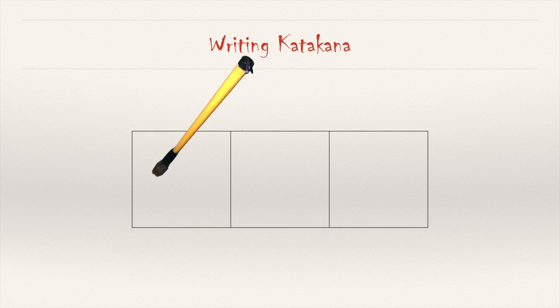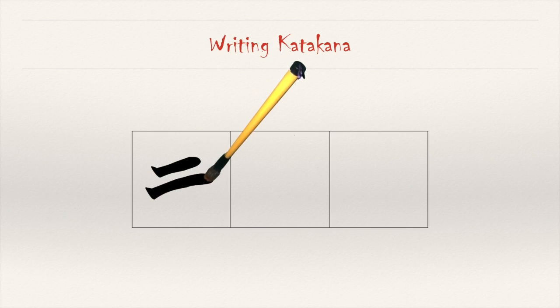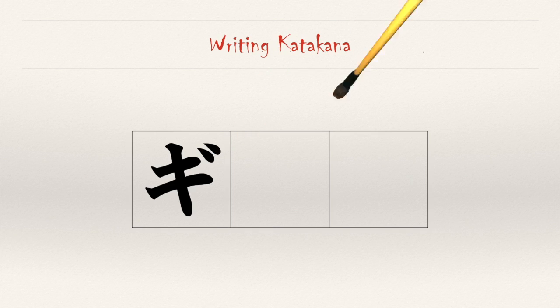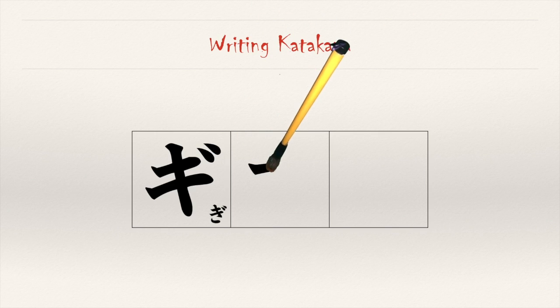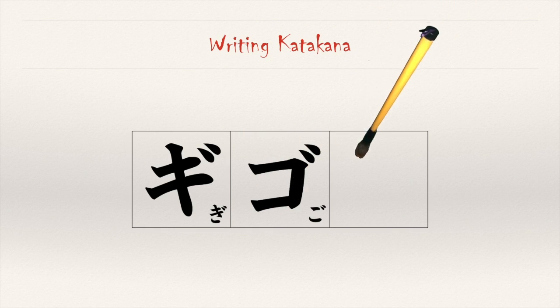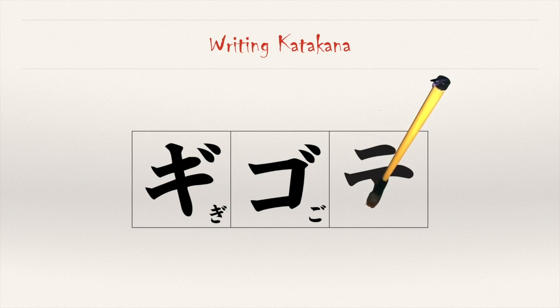Just like their hiragana counterparts, adding the dakuten to ki gives you gi. Adding them to ko will result in go. And adding the dakuten to te gives you de. Have you noticed the patterns the gyo pronunciations follow as you add the dakuten?